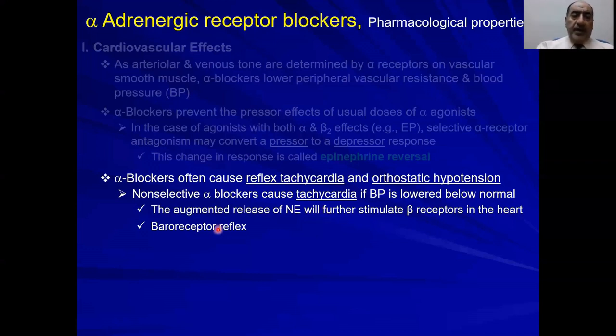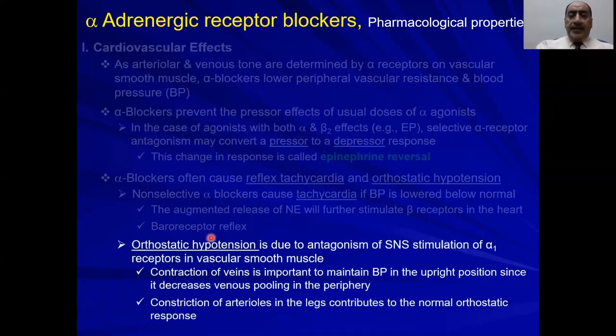The second effect will be the baroreceptor reflex, or baroreflex, which is, as we mentioned before, the decrease in blood pressure will inhibit the baroreceptors, and this will send a message to the vasomotor center in the medulla oblongata, which will activate the sympathetic nervous system and inhibit the parasympathetic nervous system. This again will cause tachycardia. Okay, orthostatic hypotension due to antagonism of sympathetic nervous system stimulation of alpha receptors.